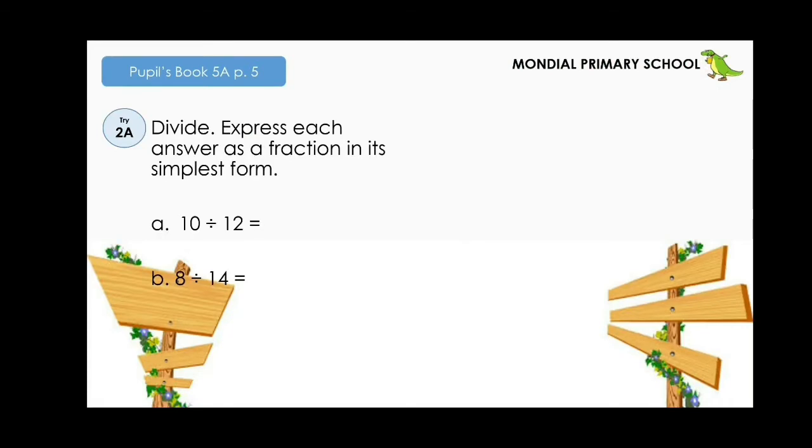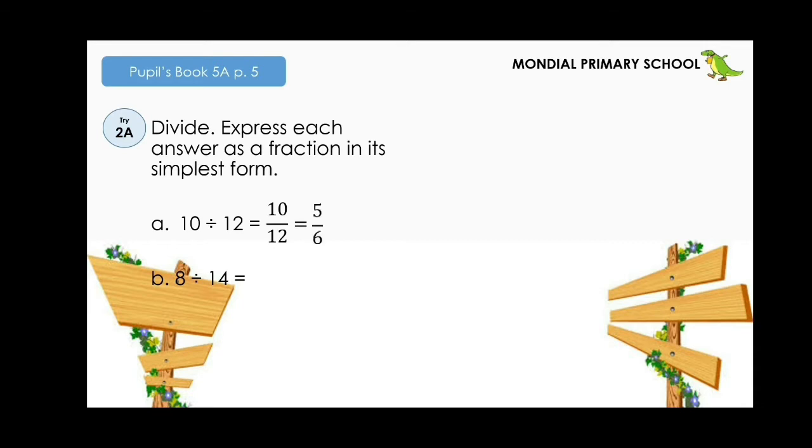Okay, let's move to page 57. Try 2A. Let's read everyone. Divide. Express each answer as a fraction in its simplest form. 10 divided by 12 is equal to 10 out of 12. Nice. Now, can this fraction be simplified? Yes, it becomes 5 out of 6.